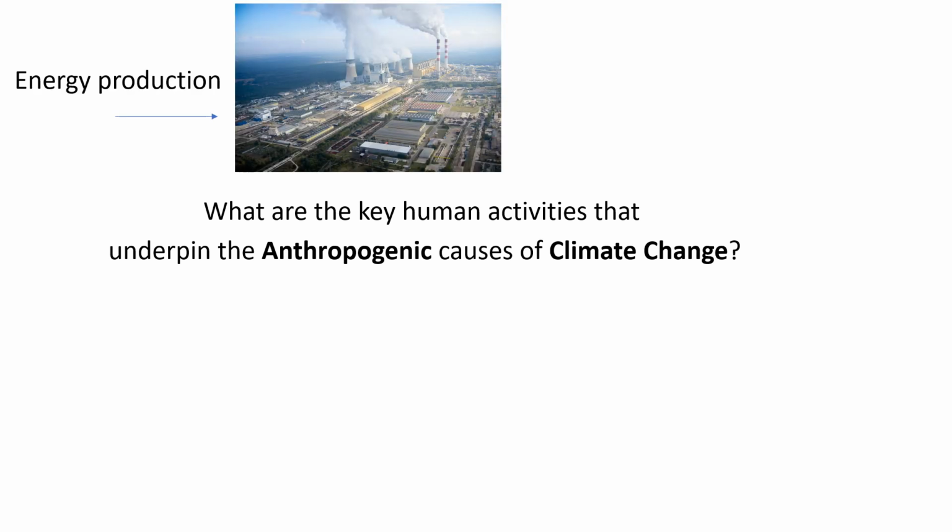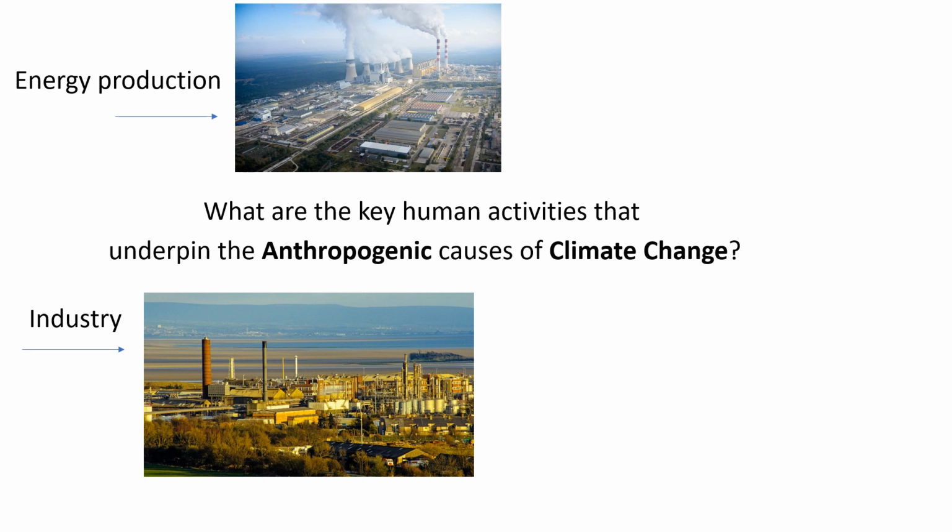The first one being energy production. This is a picture of a coal fueled electricity plant. So we can think about the ways in which the production of energy is a key way in which we engage in the burning of fossil fuels, which results in the emission of CO2 into the atmosphere. Energy production. Of course, we need energy. So essentially what we need to do is to think about the ways in which we can engage in energy production, but to do so in a sustainable way.